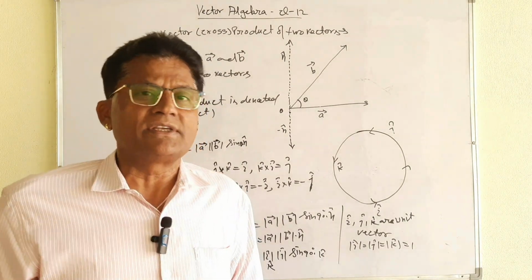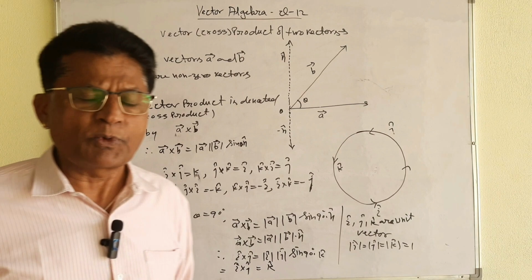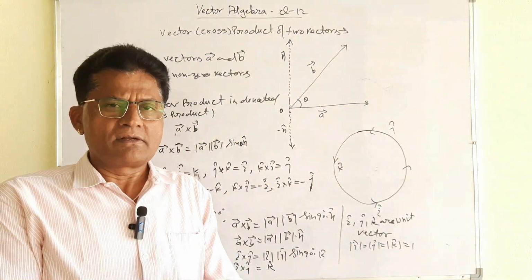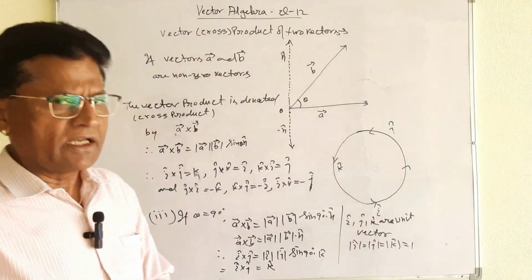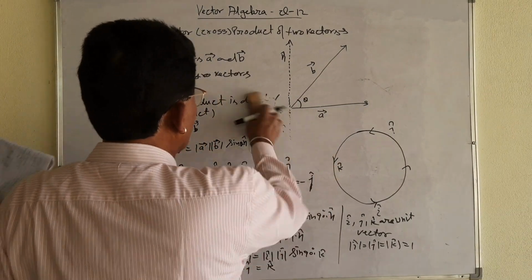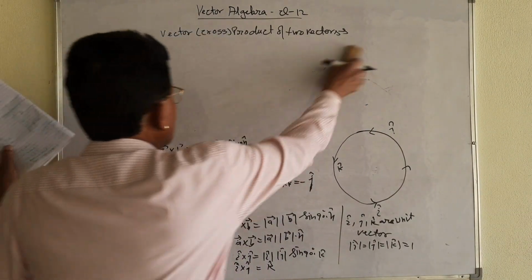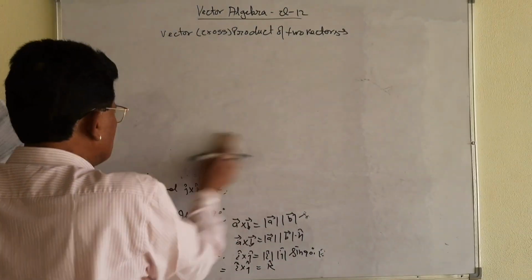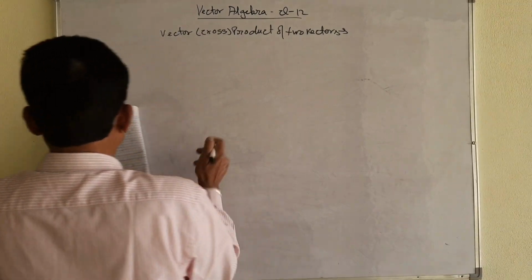Let me take some more conditions related with the property of the cross product, vector product of two vectors. Geometrical meaning of the A cross B. Let me take. Geometrical meaning is very, very important. Let me take the geometrical interpretation because the space will be required. Geometrical meaning of the vector product of two vectors, let me write.